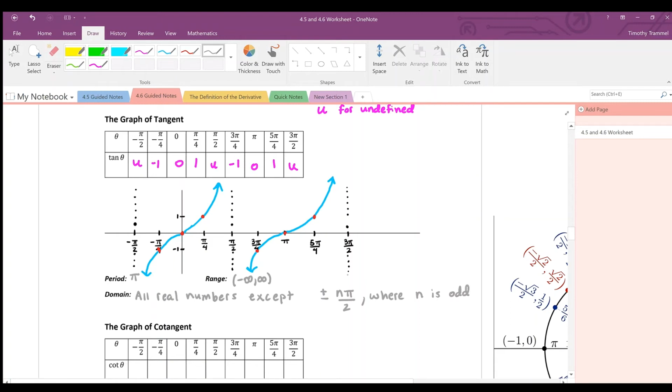Okay, so if n is an odd number and we multiply it by pi over 2, that is going to be the location of an asymptote and also a place where our function is undefined.